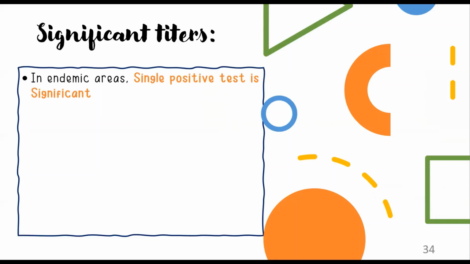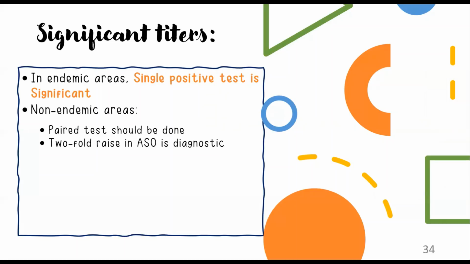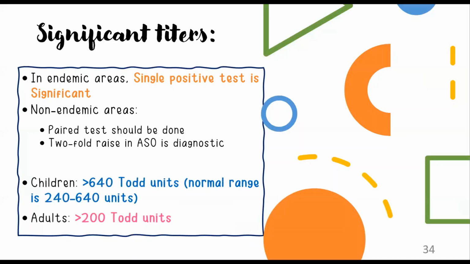In endemic areas, a single positive test is already significant, so no need to repeat the testing. But in non-endemic areas, paired testing, so dalawa ang kailangan in order to have a definitive conclusion. And a two-fold rise in the ASO is already diagnostic for a streptococcal infection. For children, the significant titer is greater than 640 Todd units. The normal range for children is about 240 to 640 units. For adults naman, the significant titer is greater than 200 Todd units.